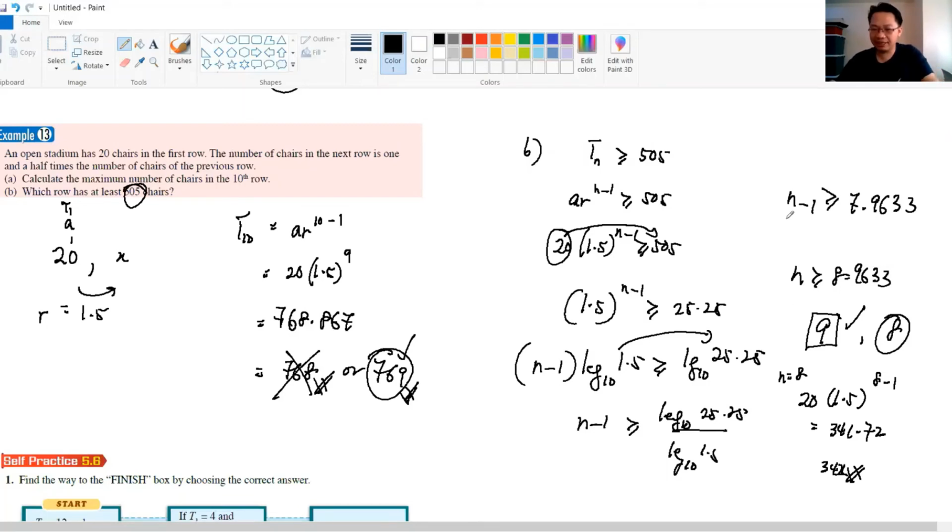Let's check how about 9. 1.5 to the power 9, and then we times 20. So the chairs will be 768.87, so 769. Now it is already beyond 505. So that's why the answer is n equals 9. This is the answer. The ninth row has at least 505 chairs. Okay, so that is the answer. All right, that's it for the lesson today.